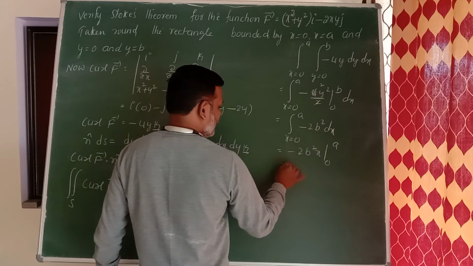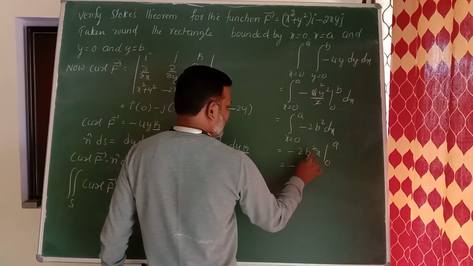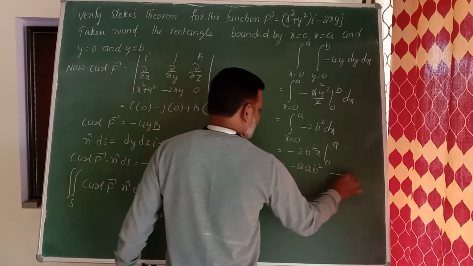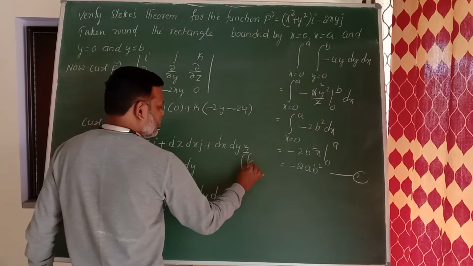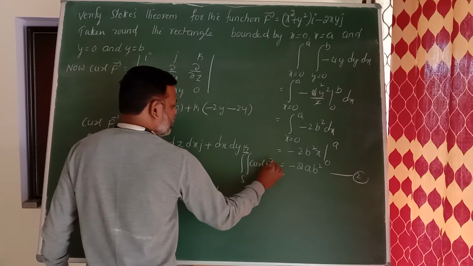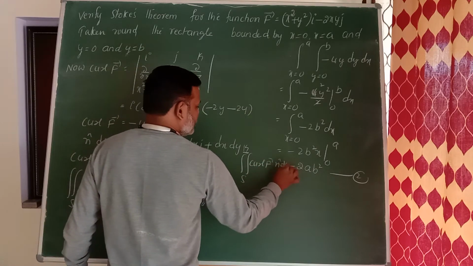Just apply the upper limit. Minus 2 a b square. This is equation number 2. Nothing but the double integral over the surface of curl f dot n cap ds.